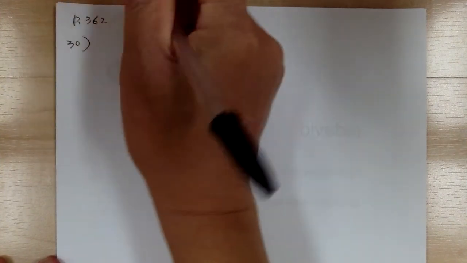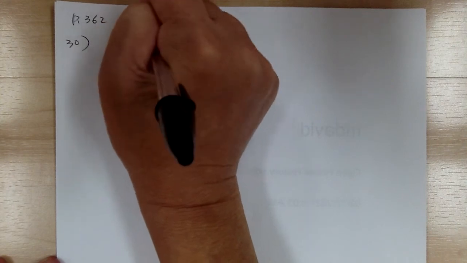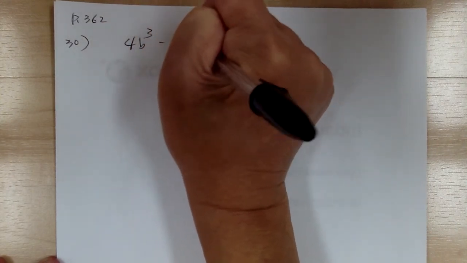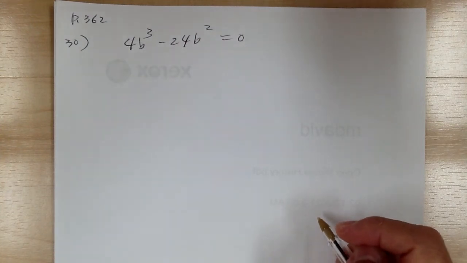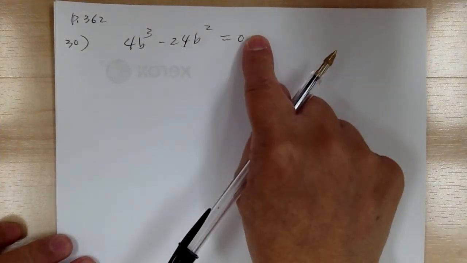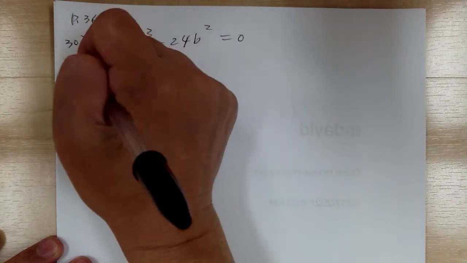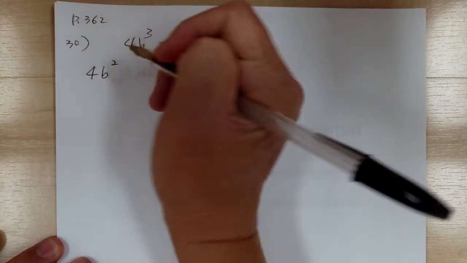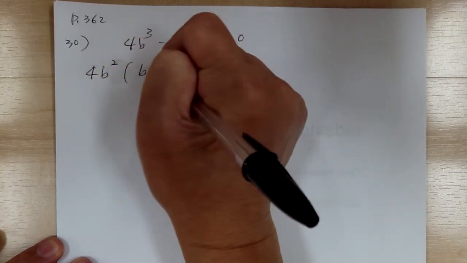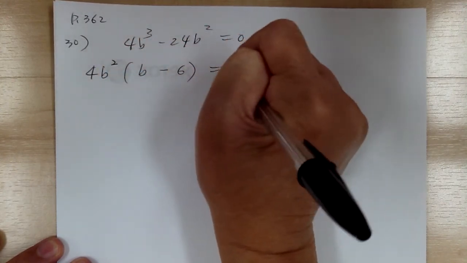Okay, let's go to the next one. Okay, you got 4b to the 3 minus 24b squared equal to 0. Okay. So again, make sure equal to 0, then after you can factor. So this one you can factor the 4b squared. So you get b minus 6 equal to 0.